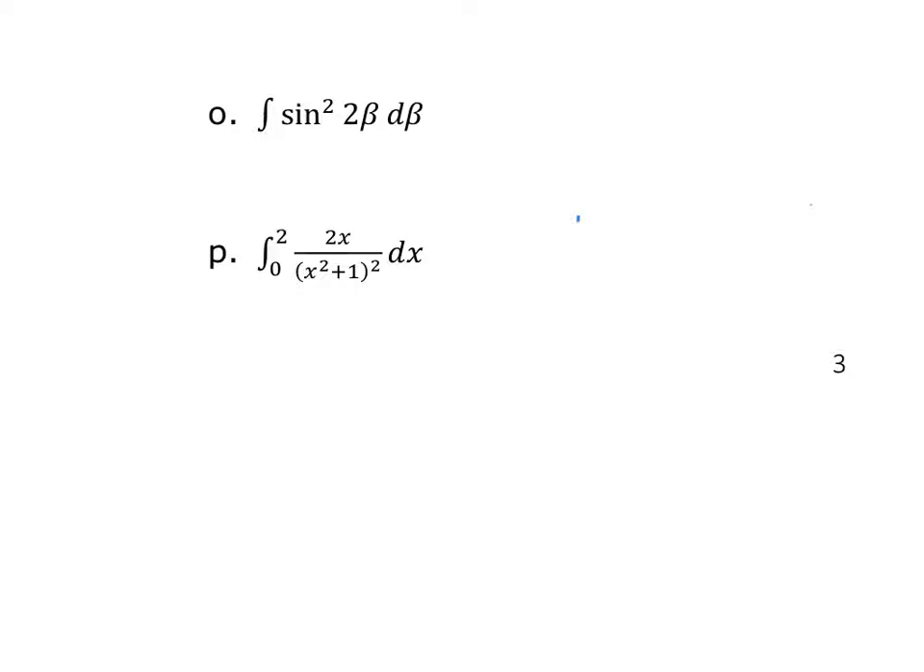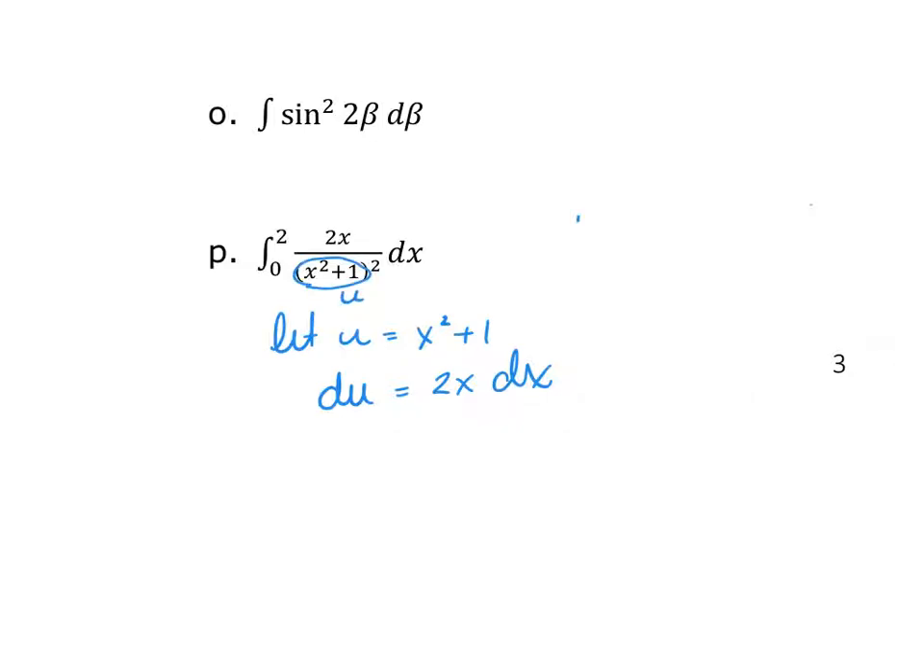So the first thing I'm going to do is say let u equal what the value is inside of the parentheses. So I'm going to let u equal x squared plus 1. So then du is going to equal 2x dx.